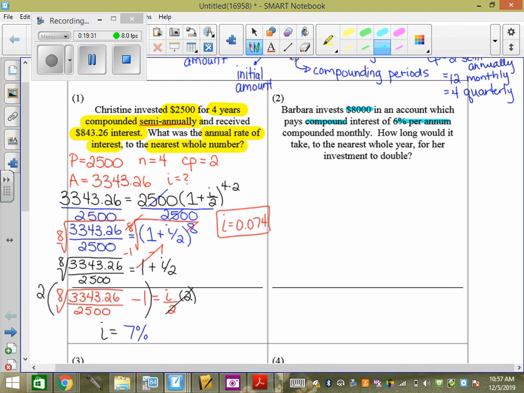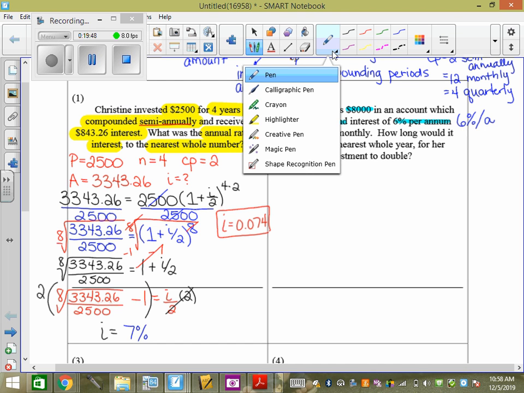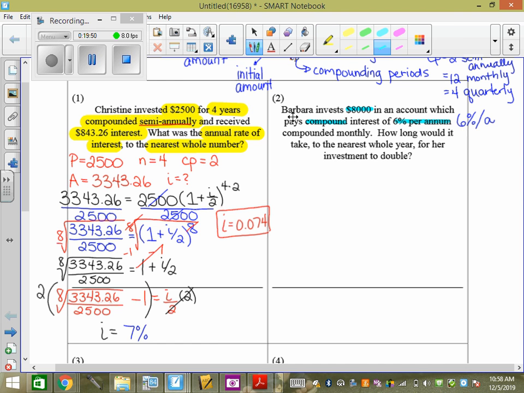It will always be like that. Paying attention, they may write it like this, 6% per A. That just means per annum, per year. It's never not per annum or per year. Compounded monthly. How long would it take, to the nearest whole year, for the investment to double?